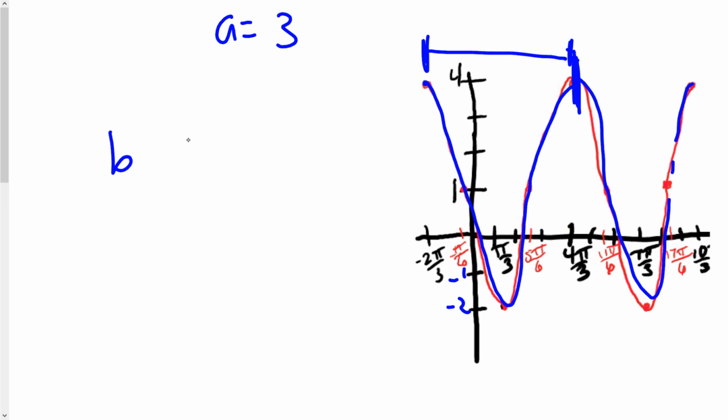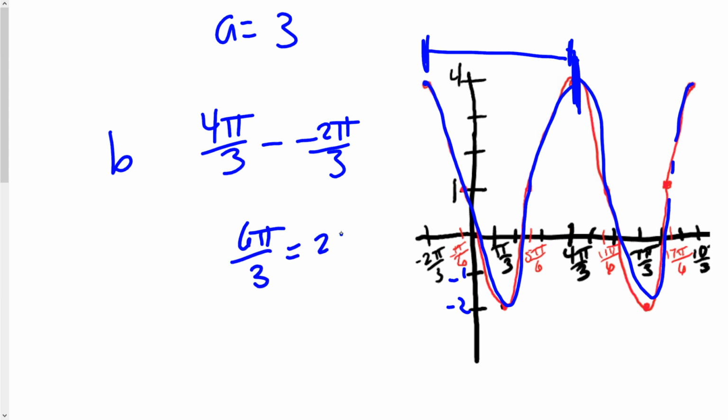So for our B, we take where we end the period, 4 pi thirds, not where we end the graph, where we end the period, and we subtract where we start, which is -2 pi thirds. And so we get 6 pi thirds, which is 2 pi. Right, so our B again is 1, because it's 2 pi, our normal period, divided by our new period. So our B equals 1.